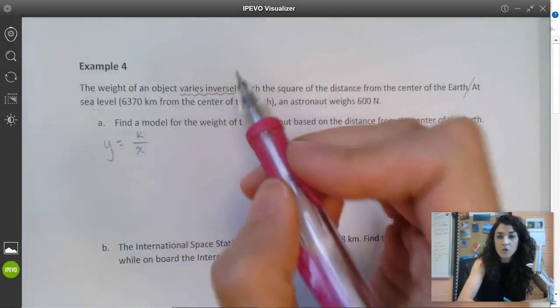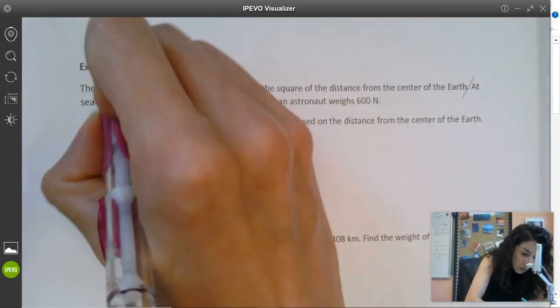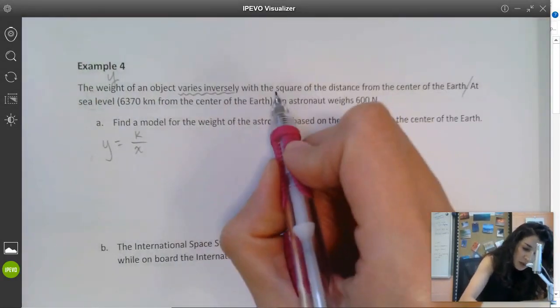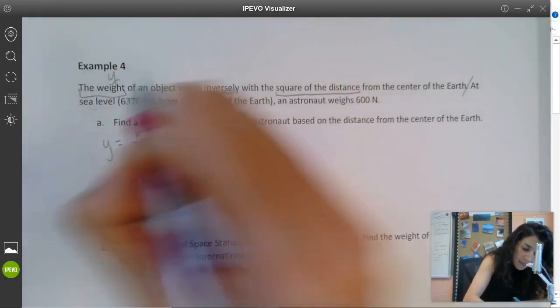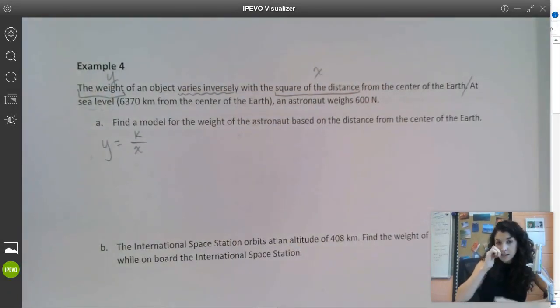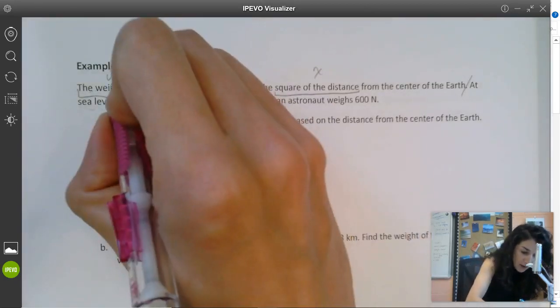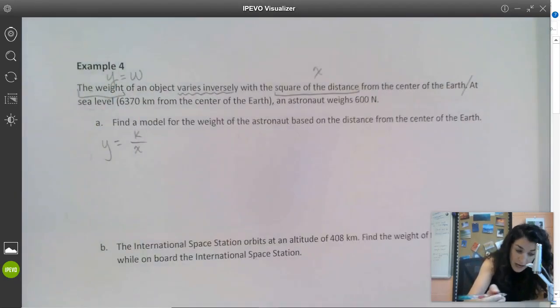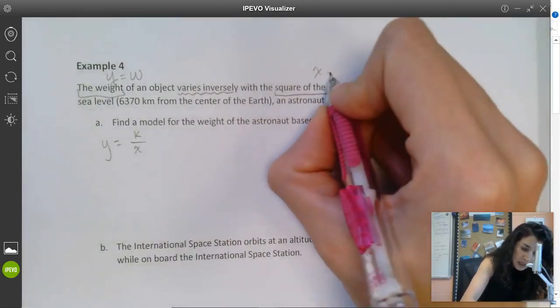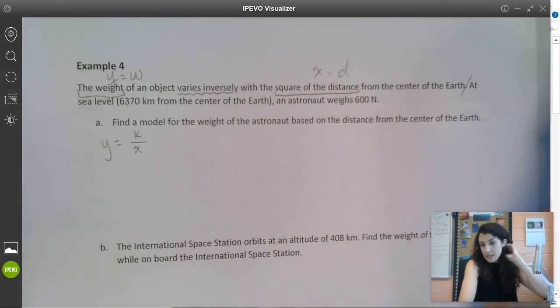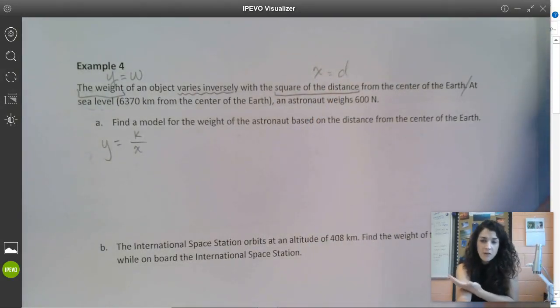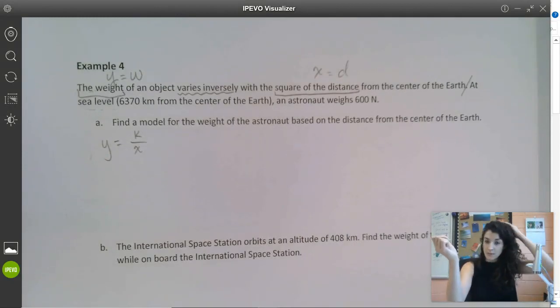The weight of an object varies directly with the square of the distance. Square, okay, but x is my distance. We'll have y be weight, w, and x be distance, so we'll have that be d, distance. It could be anything else. If you wanted to keep it as x and y, you could have kept it as x and y.